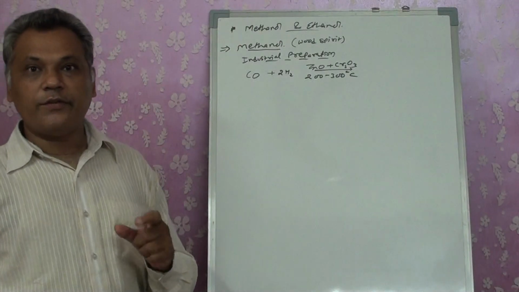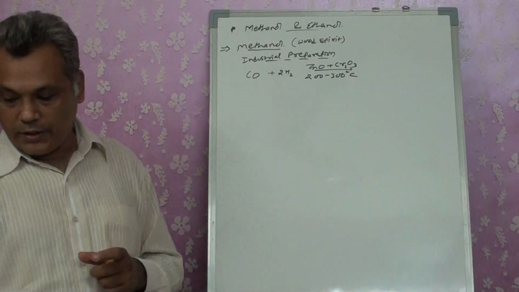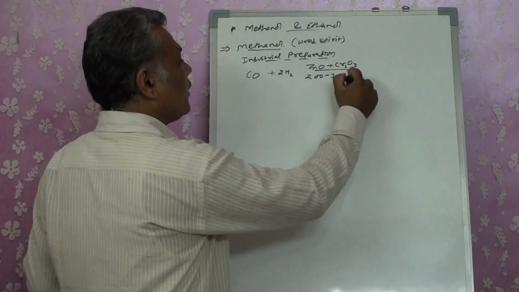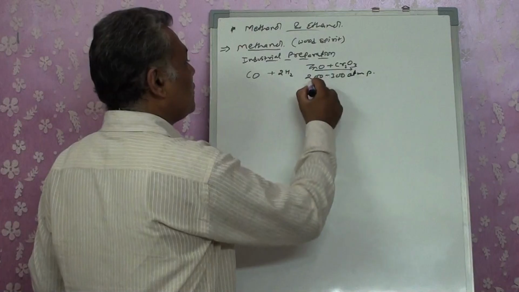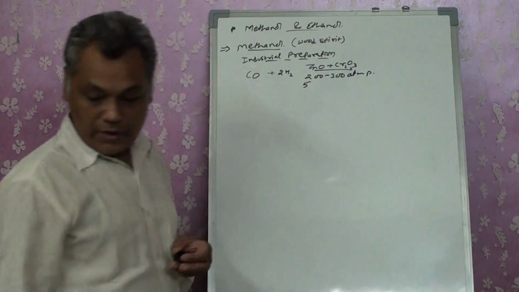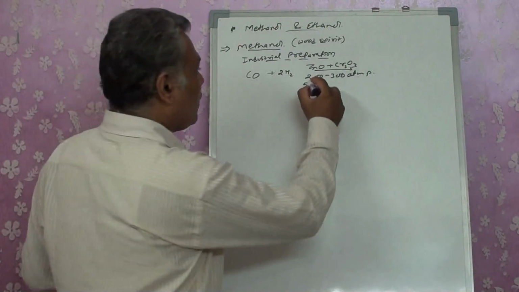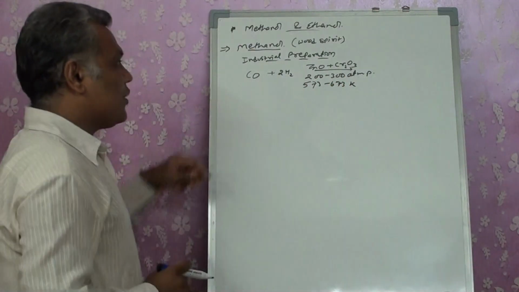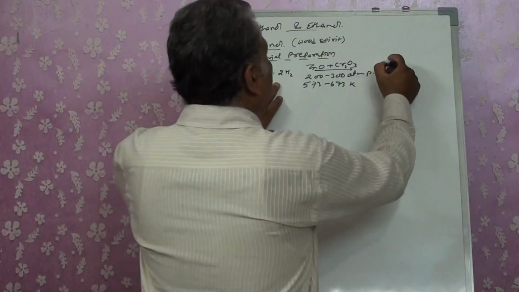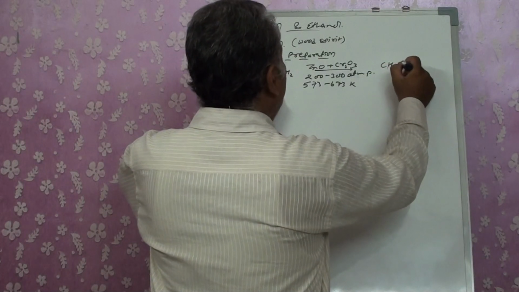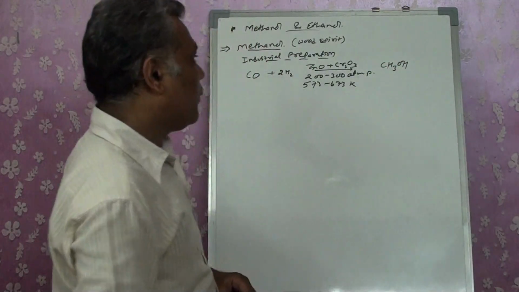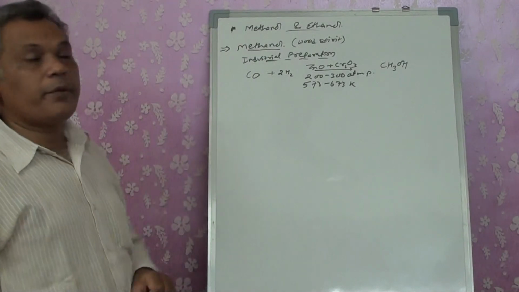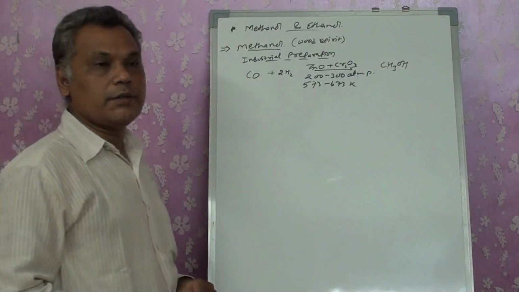See, the conditions are very important. You have to specify the conditions, right? 200 to 300 atmospheric pressure. Temperature we are going to get as 573 to 673 Kelvin. CO plus 2H2 gets converted into CH3OH, methanol, in the presence of ZnO Cr2O3. This is the industrial preparation of methanol nowadays, right?